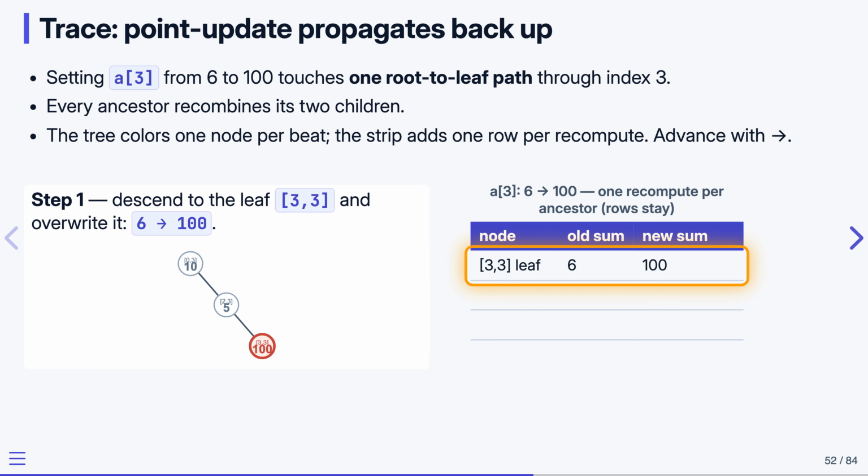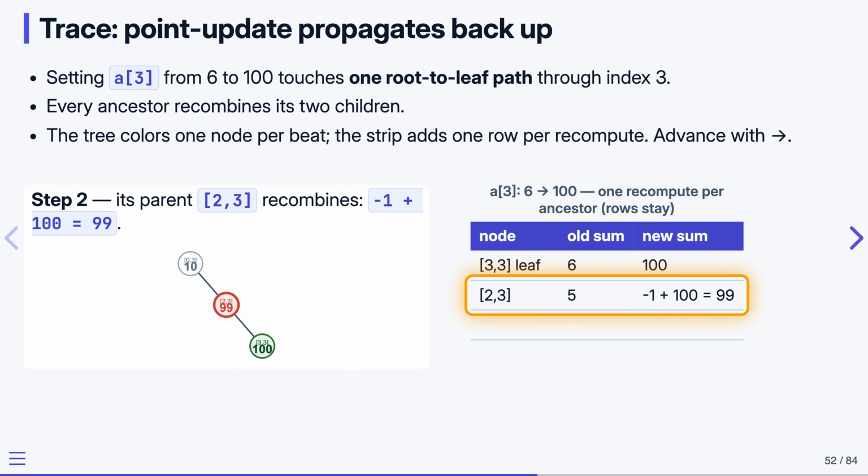Let's change one value. We set at index 3 from 6 to 100. This touches only the single path from the root down to that leaf. First, we descend to the leaf, which covers 3 to 3, and overwrite it. 6 becomes 100. Now we walk back up. The leaf's parent covers 2 to 3. It recombines its 2 children. Its left child is -1 plus the new 100 gives 99. Its old sum was 5, so 5 becomes 99.